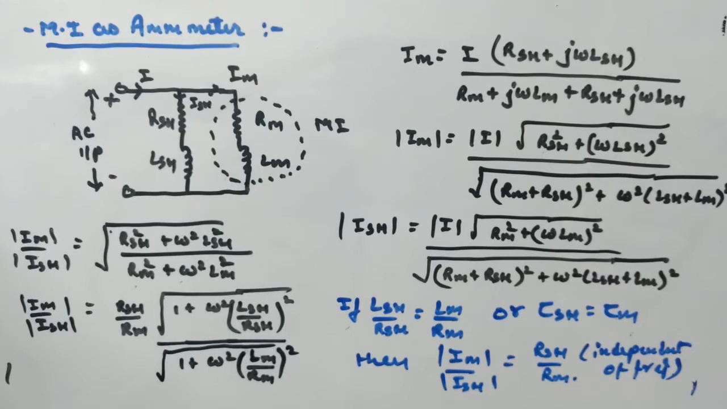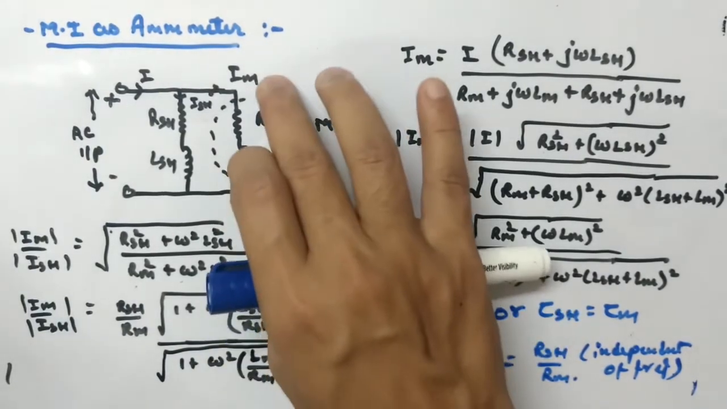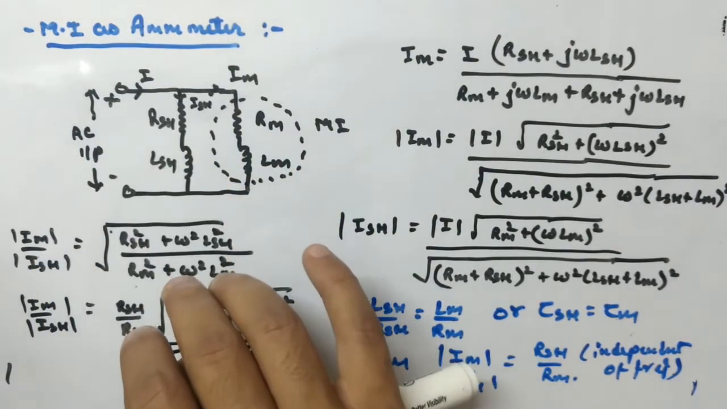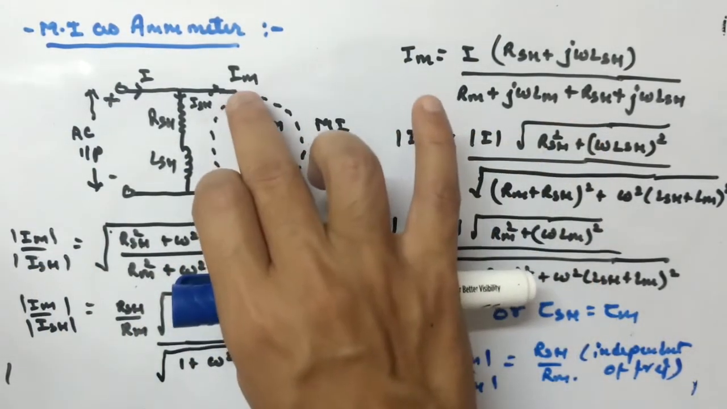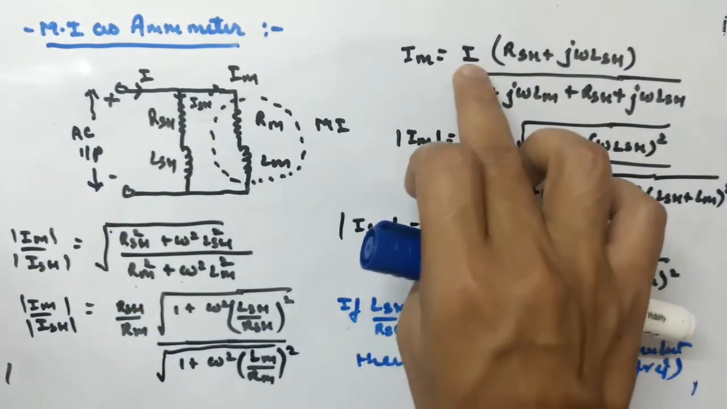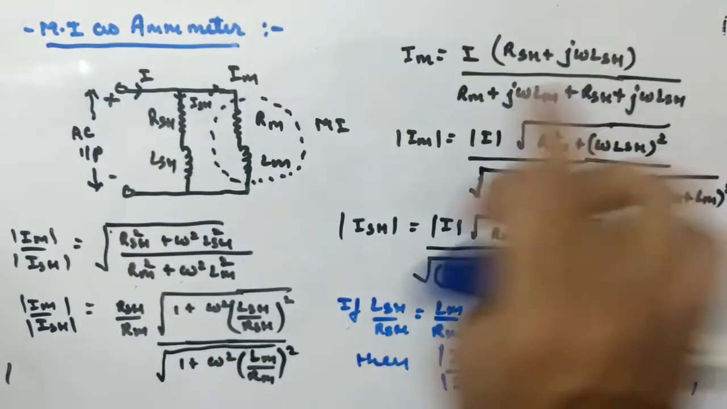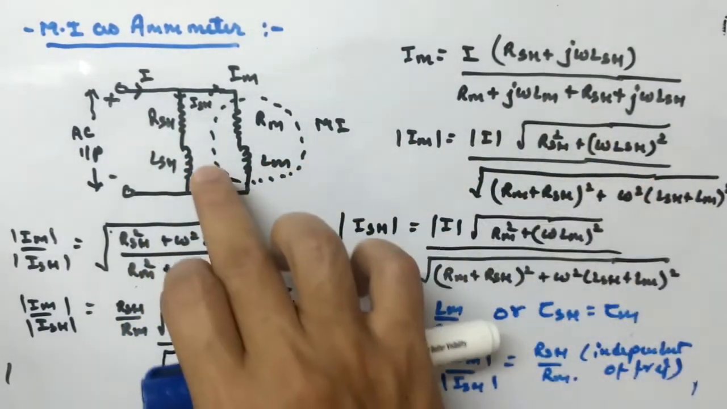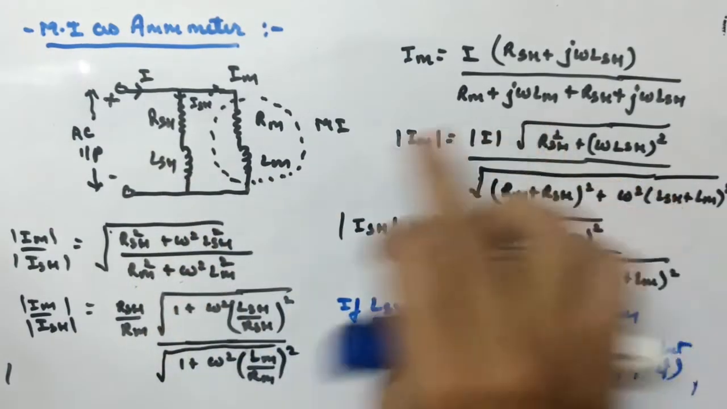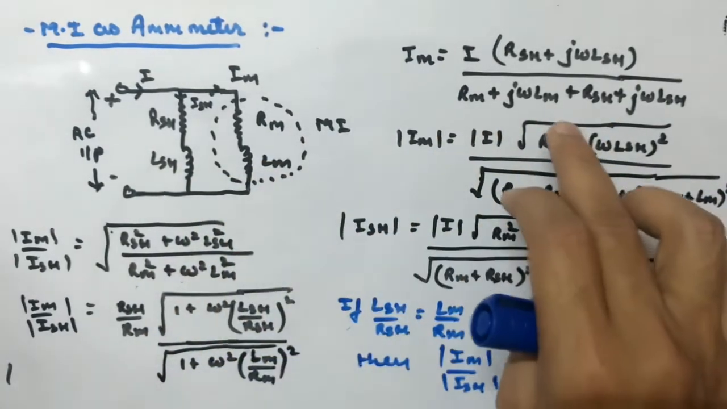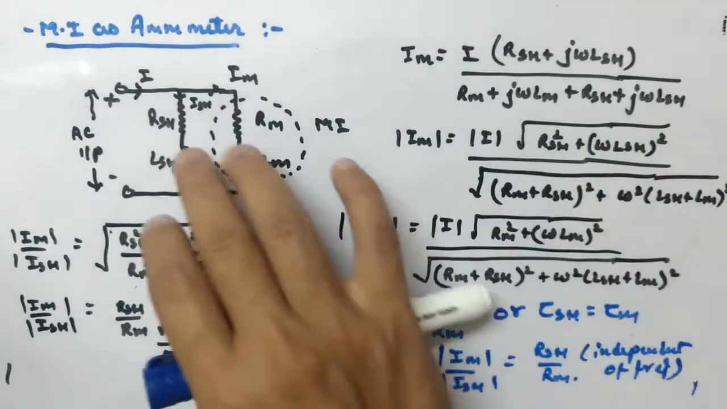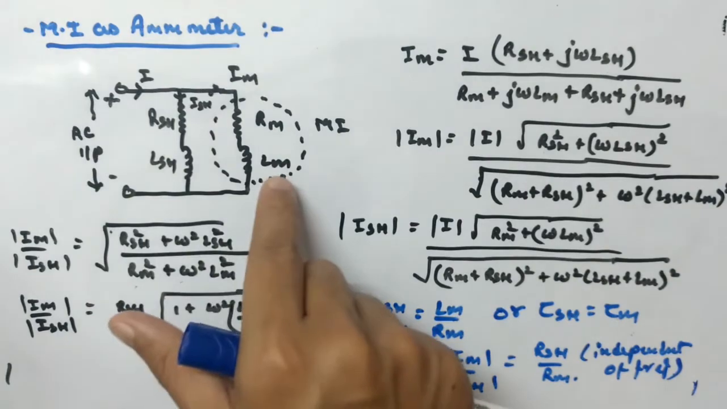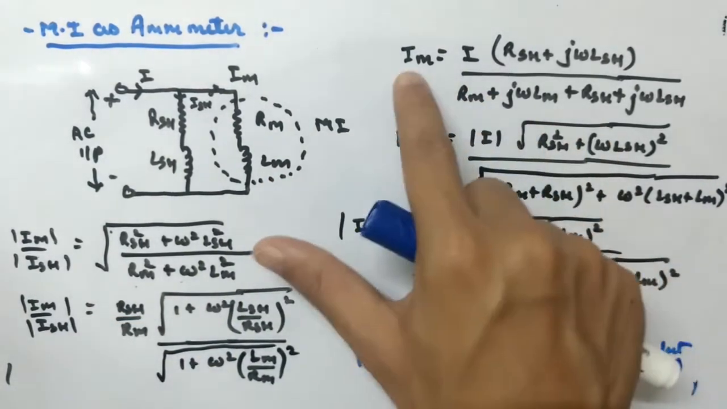Okay, so what will happen? If you calculate the current in the two branches by using the current division rule, what you will get is Im, the current in the moving iron branch, which is I into RSH plus j omega LSH, the impedance in the other branch, divided by the total impedance, that is RSH plus Rm plus j omega LSH plus j omega Lm. This will be the current in this branch.